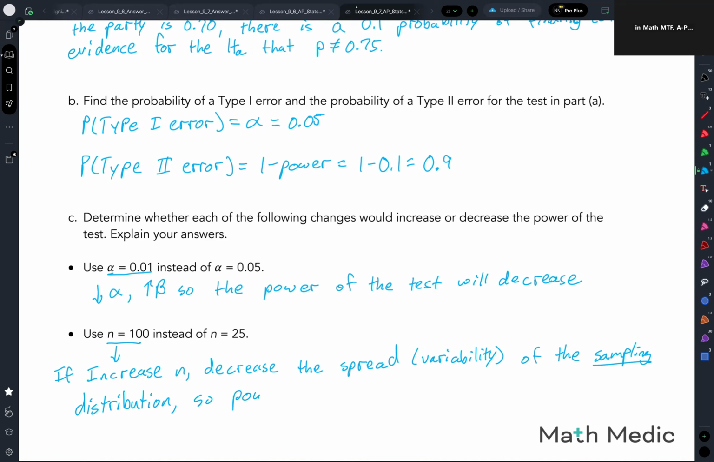So power increases. Notice this does not affect the probability of a type 1 error because the only thing that affects the probability of a type 1 error is alpha. But it does affect power and the probability of a type 2 error.